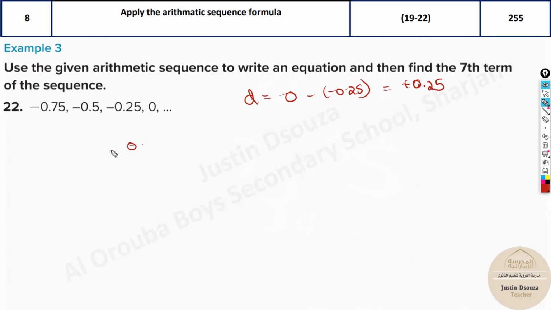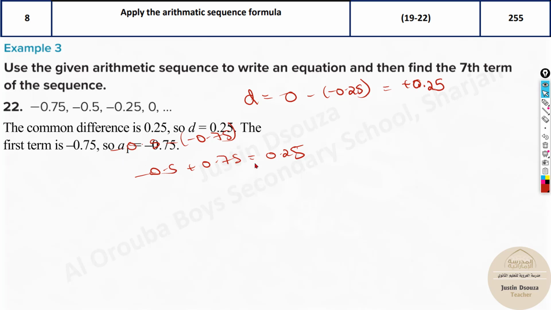Otherwise, you can do this: minus 0.5 minus of minus 0.75. This becomes negative 0.5 plus 0.75. That's 0.25 itself. The answer will be the same. Whichever values you take, consider this and the previous one, and you will get the answer.